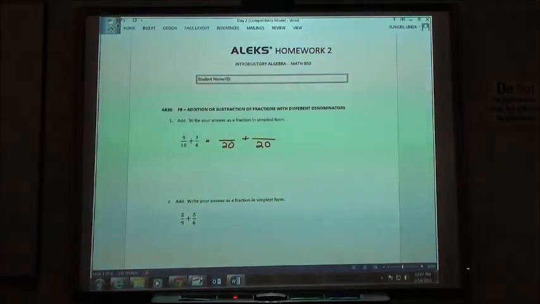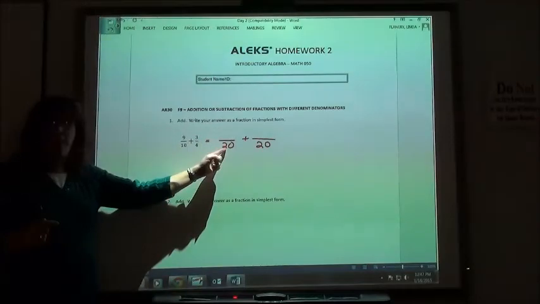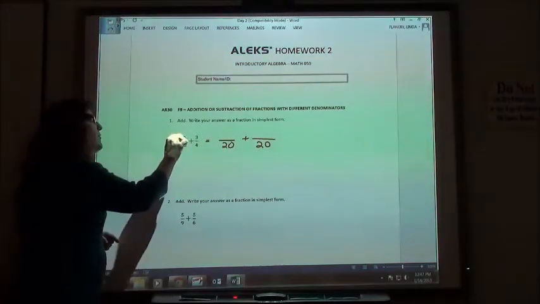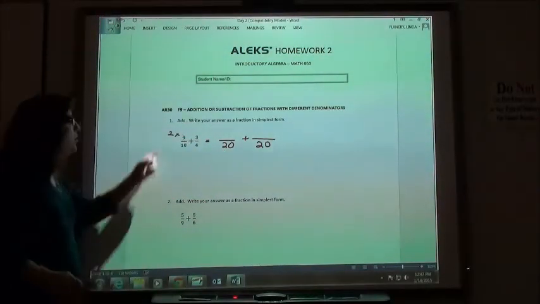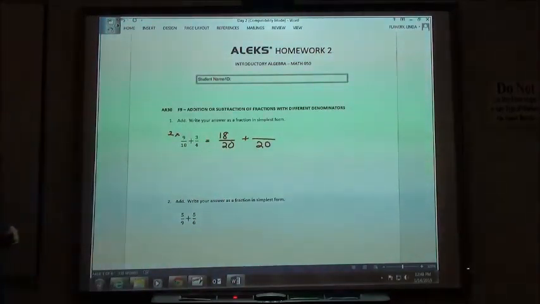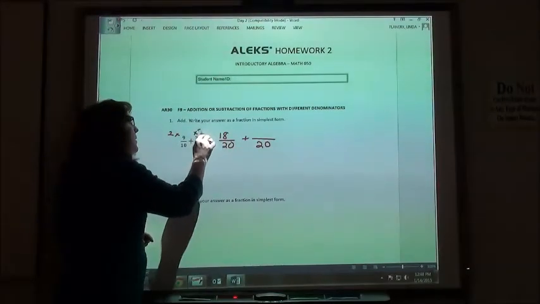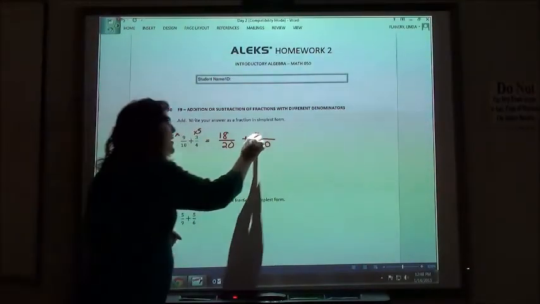We did equivalent fractions yesterday. We said, okay, 10 divides into 20 2 times. So I have to take 2 times that numerator. 2 times 9, going to give me 18. So 9/10 is the same thing as 18/20. 4 divides into 20 5 times. 3 times 5, going to give me 15.